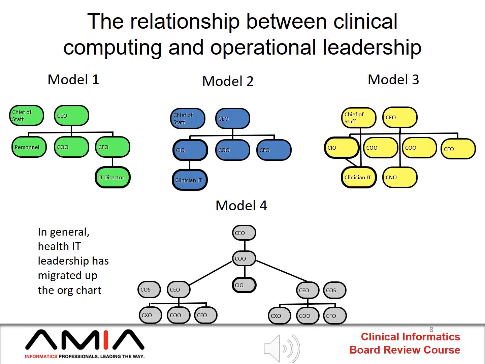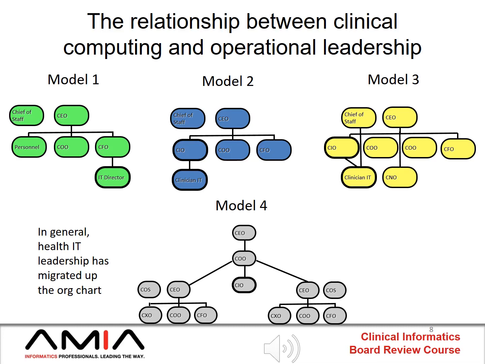And here are some models for the relationship between clinical computing leadership and operational leadership. The first model on the upper left shows CEO for the organization, and on the far right below the CEO is the CFO, and the IT director reports to the CFO. This is the way it used to be more commonly, that IT was a subset of the financial part of the organization, and that reflects the history of IT and healthcare.